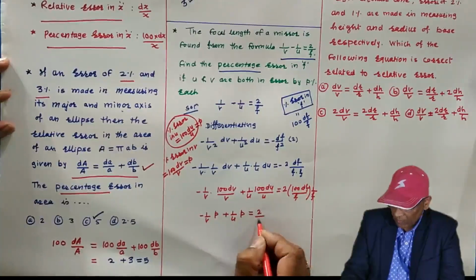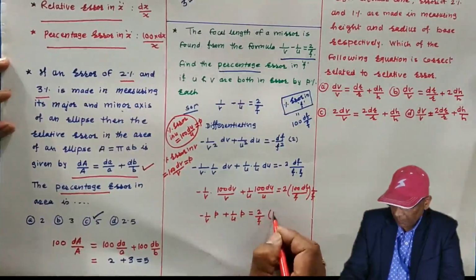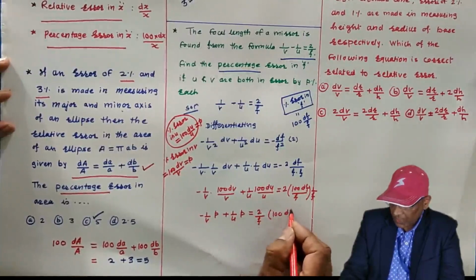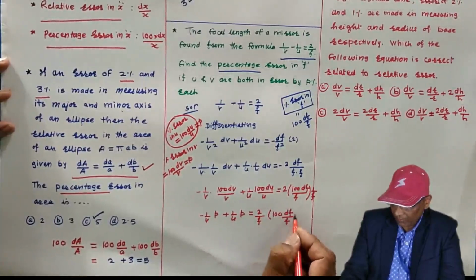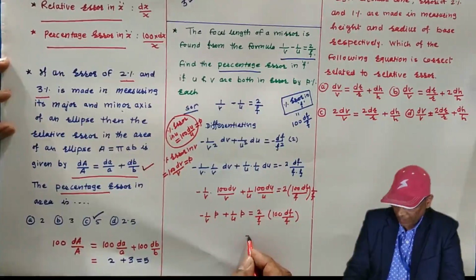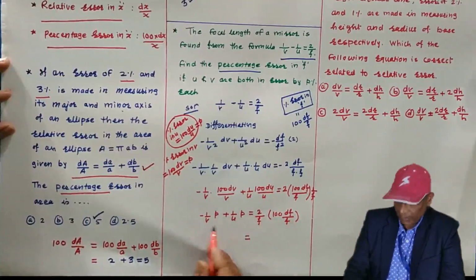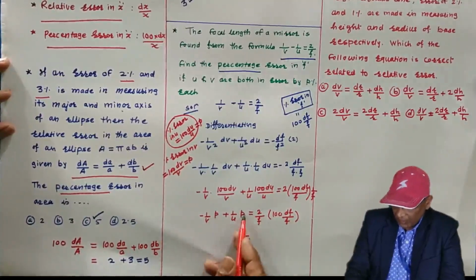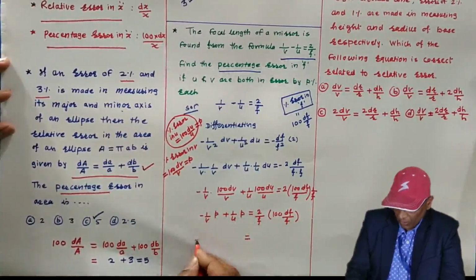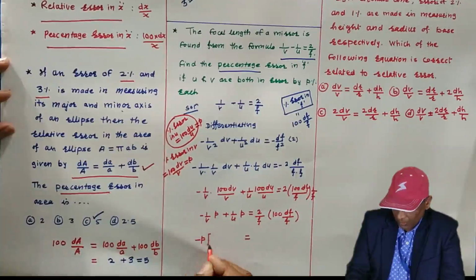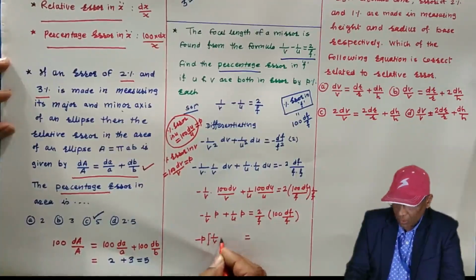2 times this f I am writing here. This is the percentage error in f, 100 df by f. If you solve it further, it is very clear that p is common. For convenience I am taking minus p common. Why am I taking minus p common?